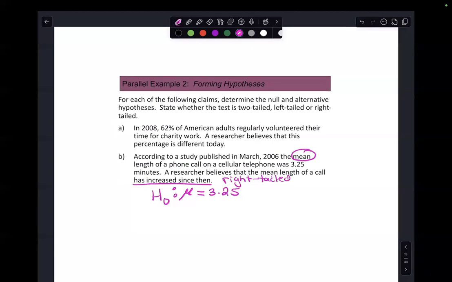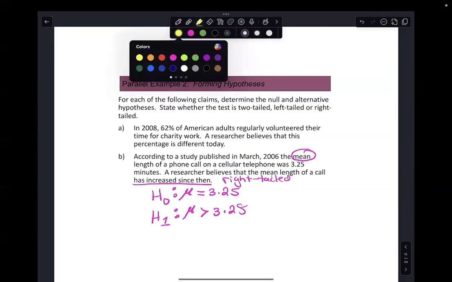Though we're using a sample, we are referencing a population. We're making a prediction about the population. That's why we use mu, because we're predicting the population. Null hypothesis always uses equal. Alternative hypothesis. It's greater than, so I say mu greater than 3.25.